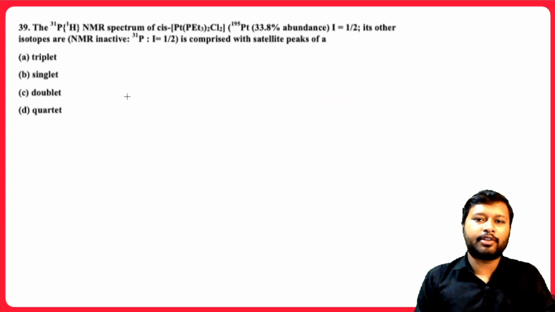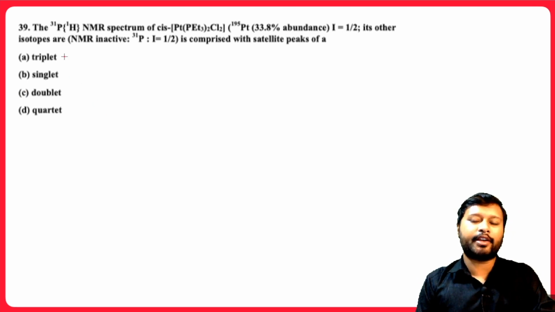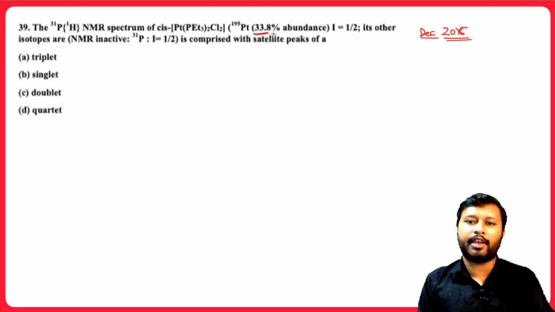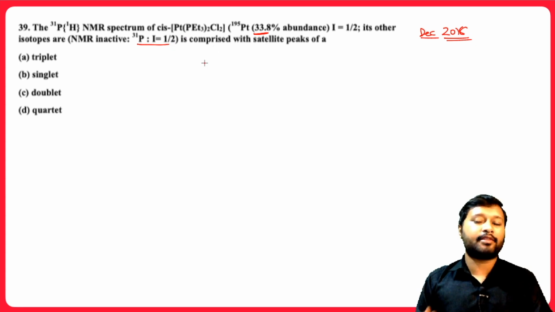Now one more question which was again asked in the CSIR NET exam, in December 2018. It says that the 31P proton decoupled NMR spectrum of cis-[PtCl2(PEt3)2] is compared with the satellite peak. It has 195 platinum, which is 33.8% abundant, I value is half, and its other isotopes are NMR inactive. It is also said that the I value for phosphorus is half.